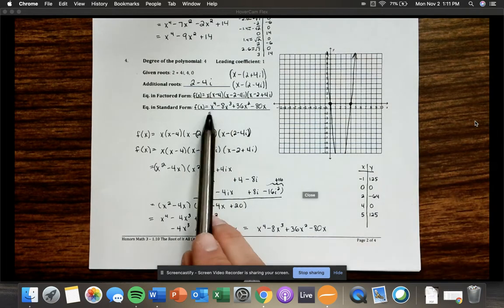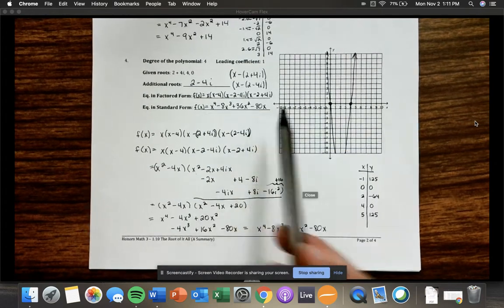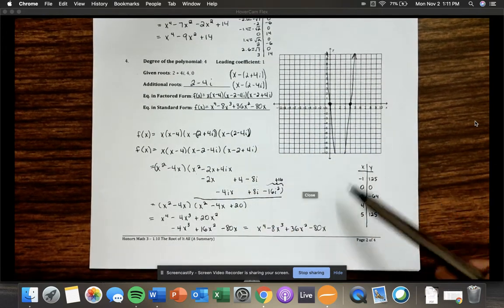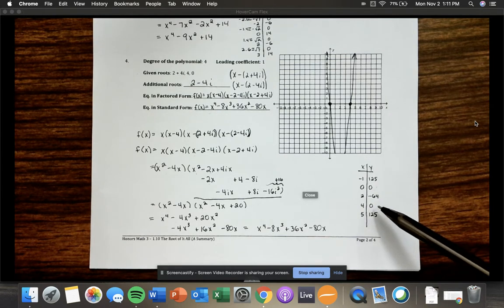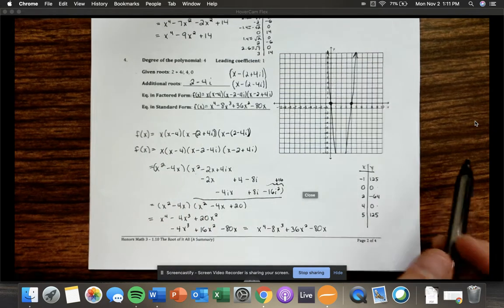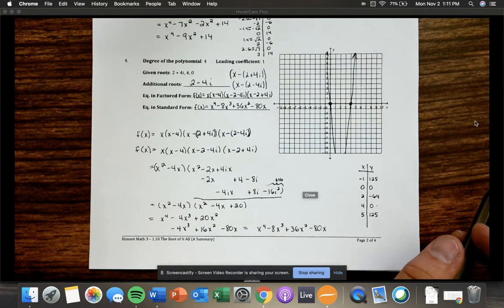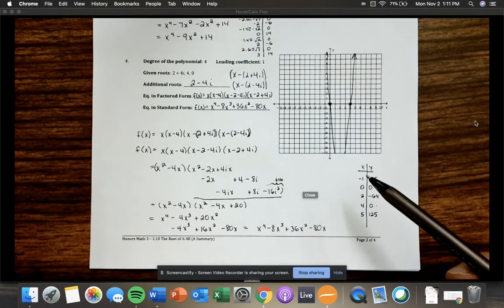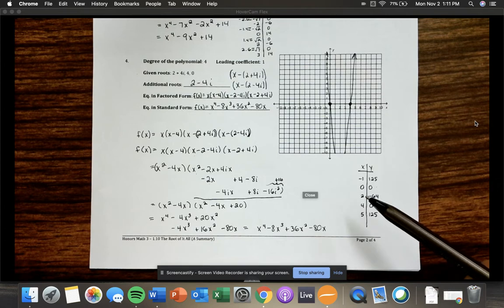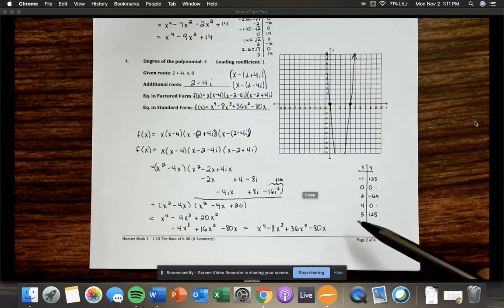All right, so we would plug this into our calculator because we want some extra points. We know it's got a root of 0. It's got a root of 4. And then we don't really have to worry about the imaginary roots because there's no way to really plot them, so we just ignore them when we graph. All right, so we just pick something before 0, something in between 0 and 4, and then something after 4.